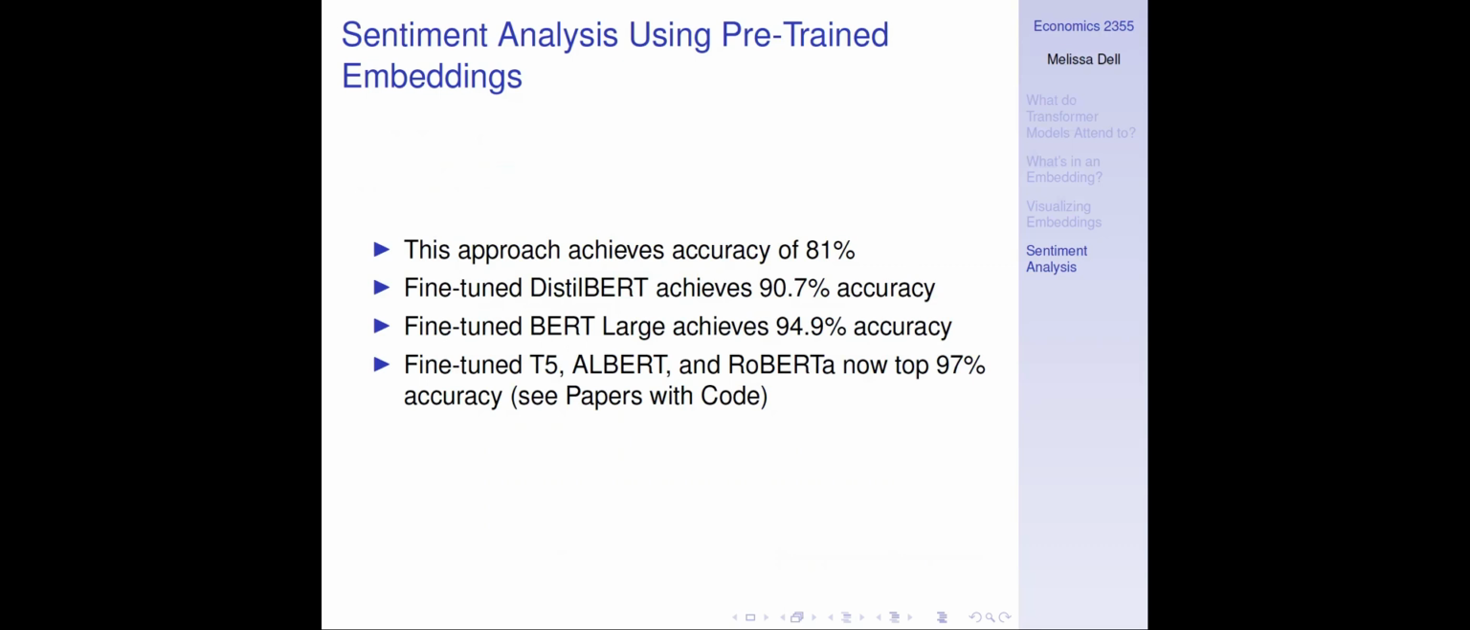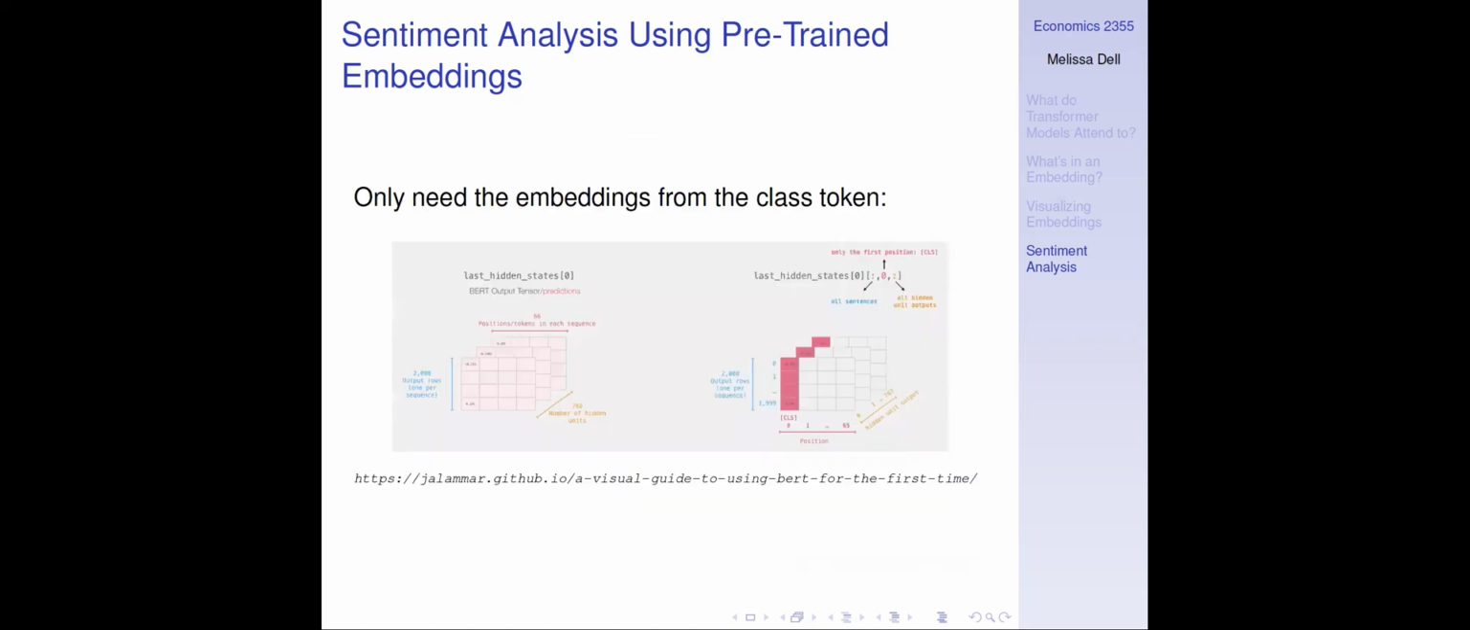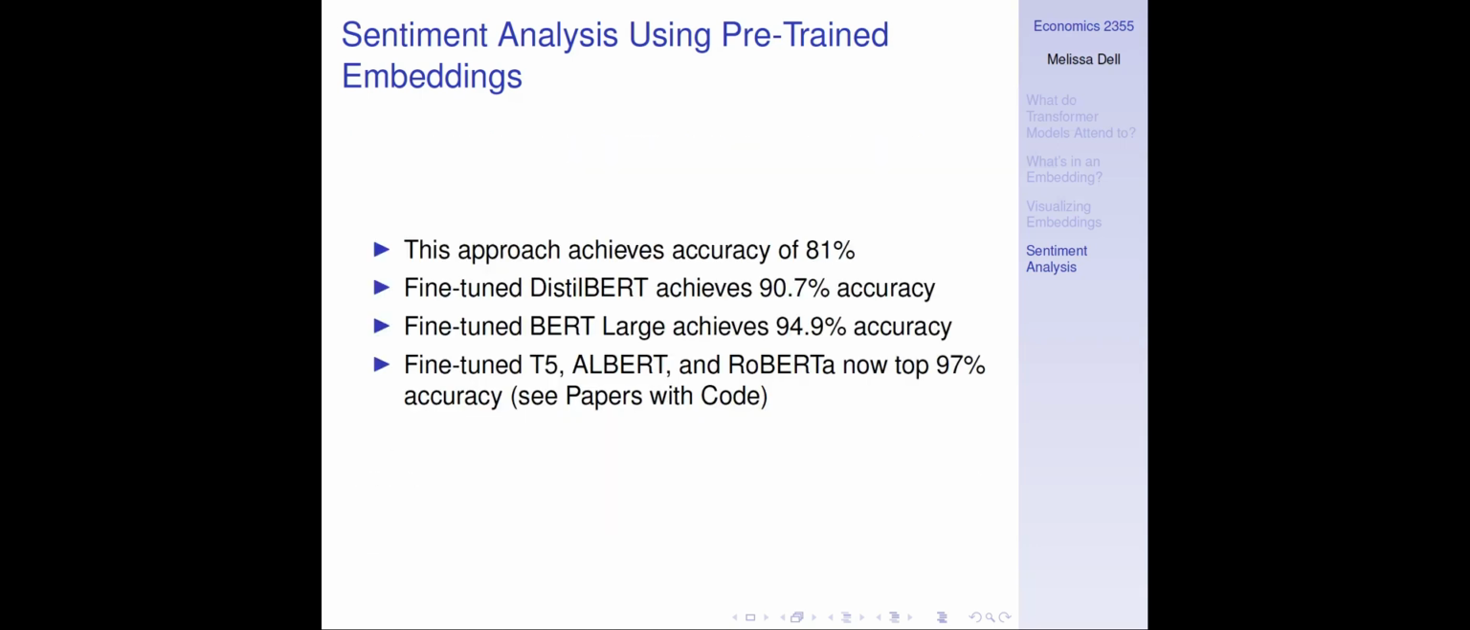From this blog post, this approach of using DistilBERT just off the shelf on SST-2, where, as you saw here, we just took the embeddings from the final layer, achieved 81% accuracy, which is not really great, but you have to compare that. If you fine-tuned DistilBERT, you get an accuracy of 90.7%. So a fair amount better. If you fine-tune BERT large, you would get almost 95% accuracy.